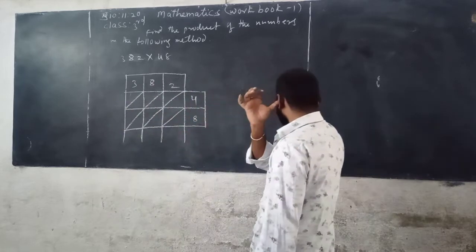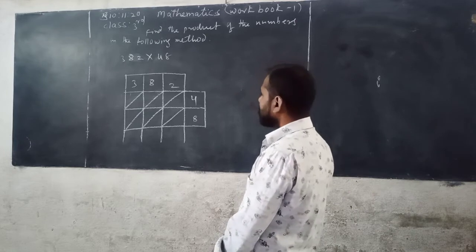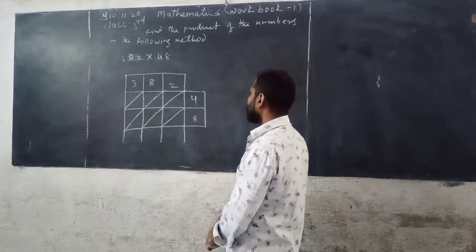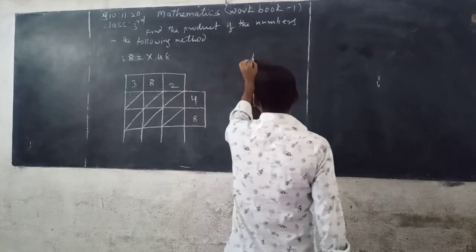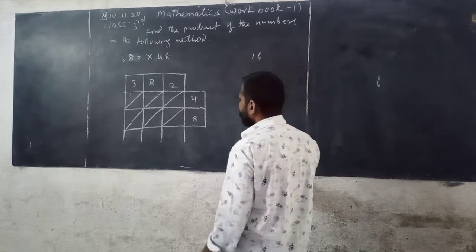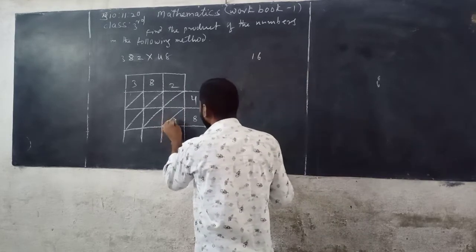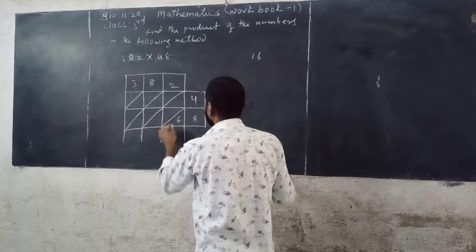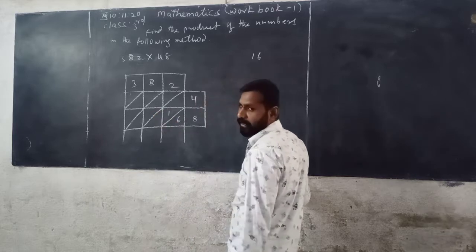Now first, 382 in each. 2 is multiplied with 8. 8 2s are 16. 16 is a 2-digit number, so I have to take this cell. 6 write down below the diagonal in this cell, and 1 write above the diagonal for this cell.